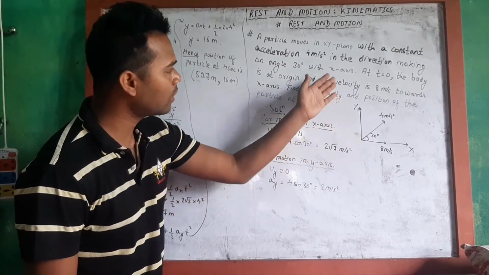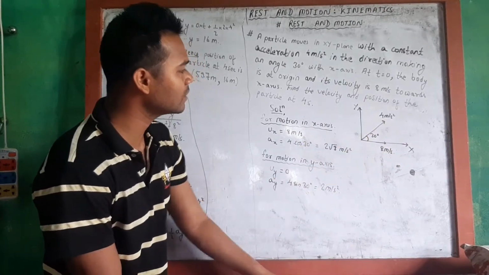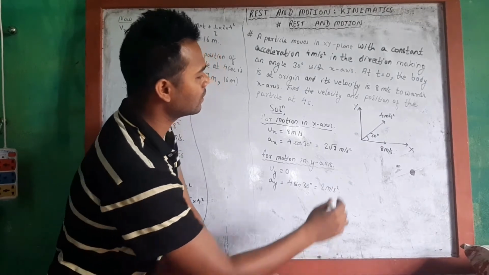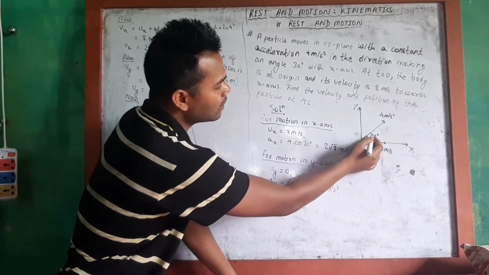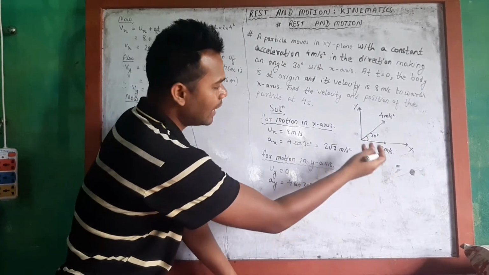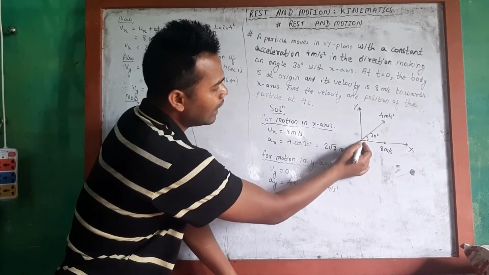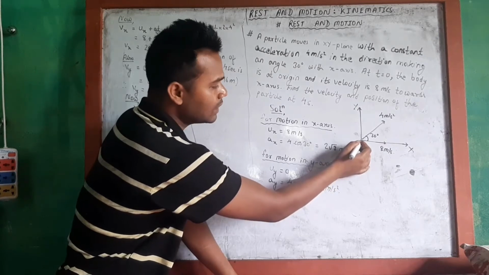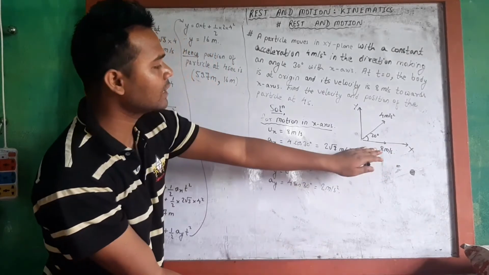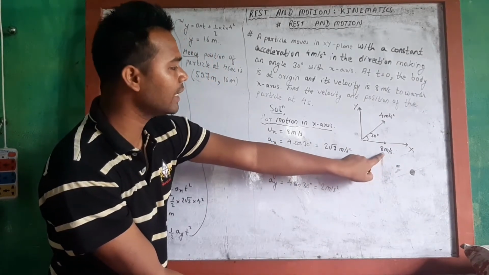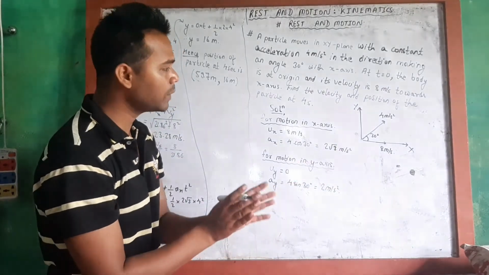We can draw the figure for this question. Here is the xy axis, and initially the body is moving with a constant acceleration of 4 meters per second square, making an angle of 30 degrees with the x-axis. At t equal to 0, the body is at the origin, and at this time the body has a velocity along the x-axis, and the magnitude of the velocity is 8 meters per second. So this problem can be separated into two problems.